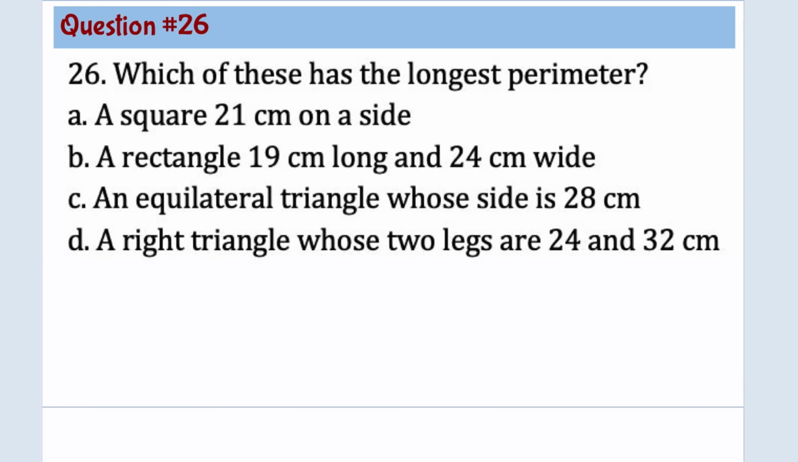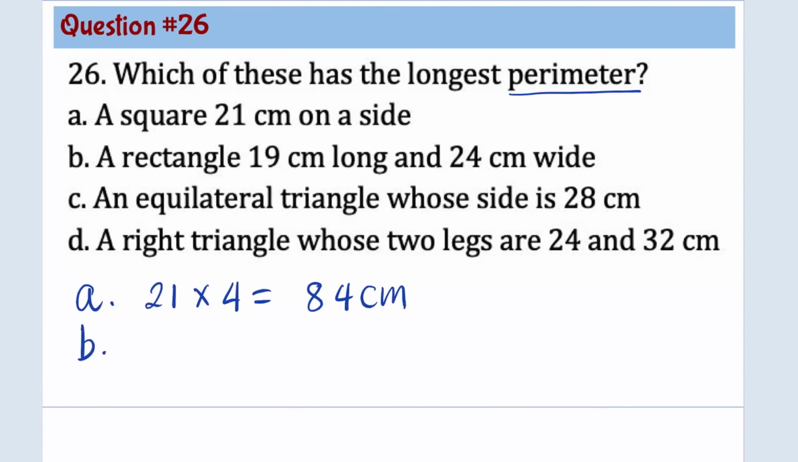Question number 26. Which of these has the longest perimeter? So in this problem, make sure that you remember how to calculate for the perimeter. And how do you do it? You're simply adding the sides of any polygon. So for option A, it is a square with 21 cm on one side, which means we simply multiply 21 by 4 because a square has 4 equal sides. So this will be 84 cm.